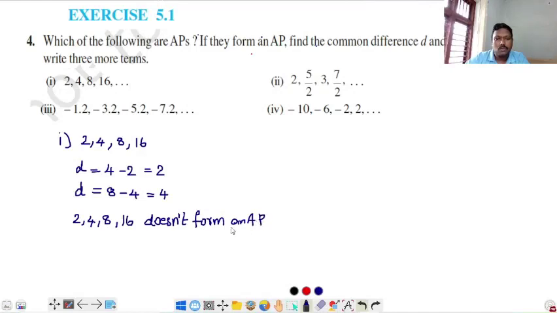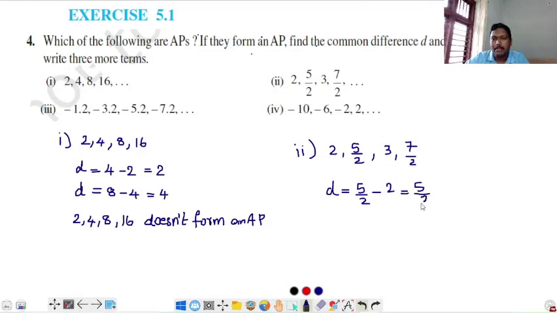Now let us move to the second question. A is equal to 2, so 2, 5 by 2, 3, 7 by 2. We can check the common difference. D is equal to the second term minus the first term, 5 divided by 2 minus 2. Cross multiplying, we get 4 by 2. So 5 by 2 minus 4 by 2 is equal to 1 by 2.